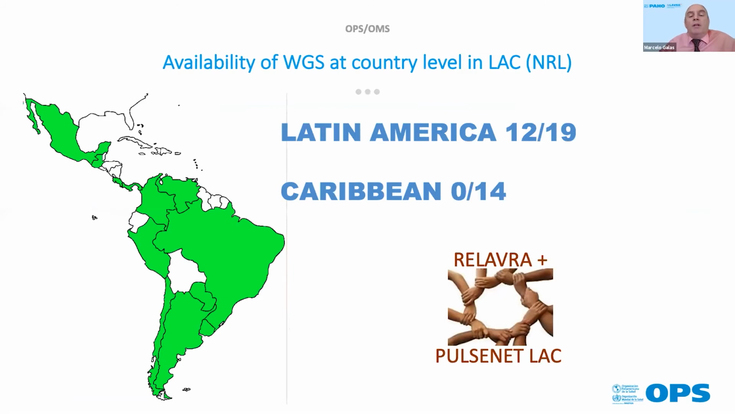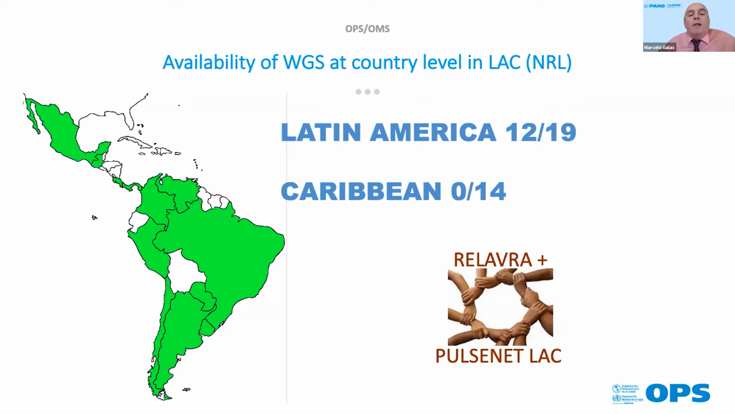We are also working with new technologies. We have the capacity to do whole genome sequencing in 12 of 19 countries in Latin America, which you can see in green, and in the Caribbean we don't have any countries yet doing whole genome sequencing. These activities in whole genome sequencing are a joint activity, a synergy between ReLAVRA and PulseNet Latin America and the Caribbean.